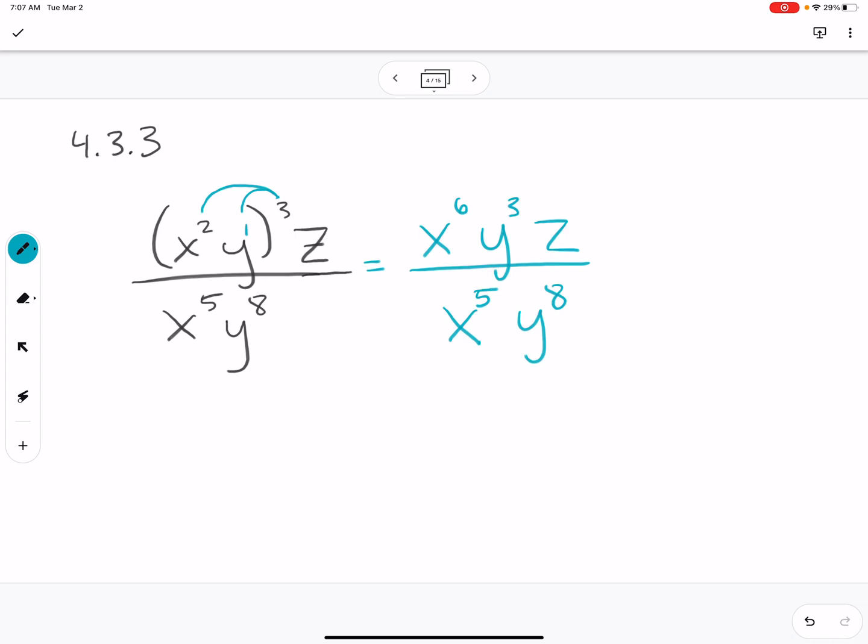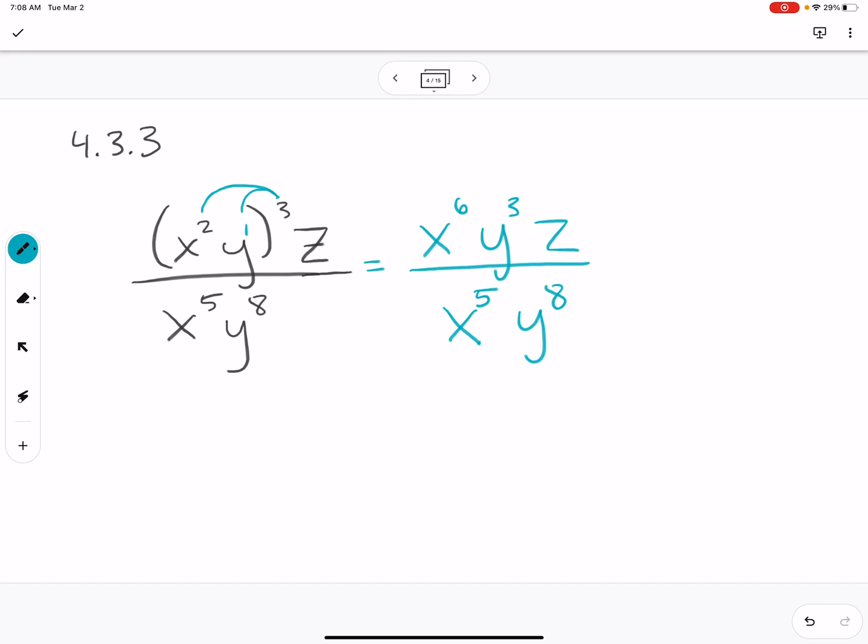And now I get to simplify. So now, even though I have multiple things in the numerator and denominator, I can still use that rule. This is the quotient rule where I would subtract exponents, but we're only going to subtract things that have the same variable. So for example, I'm going to put the x's together, I'm going to put the y's together, and then we'll talk about that z in a moment.